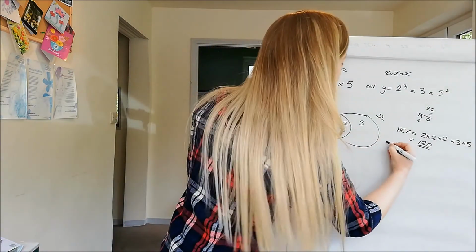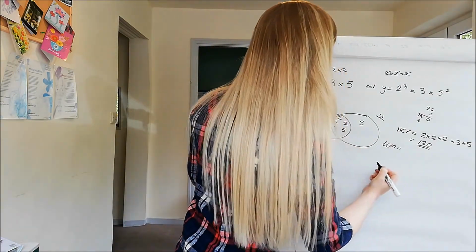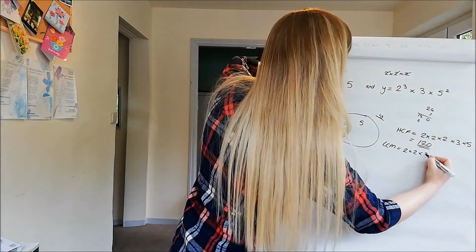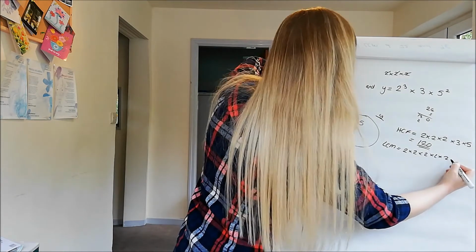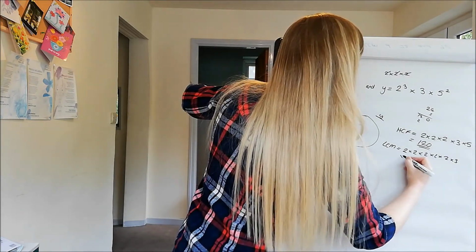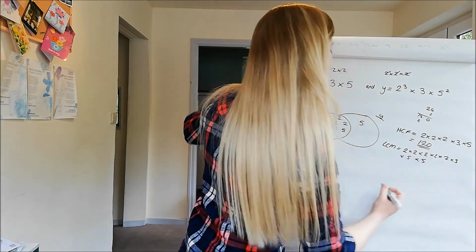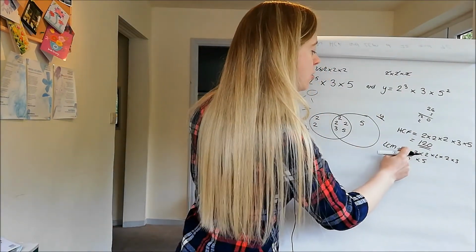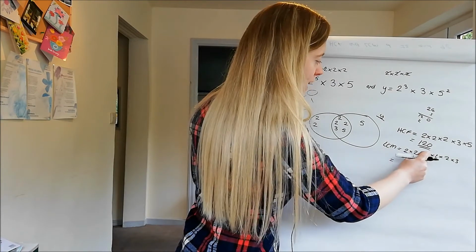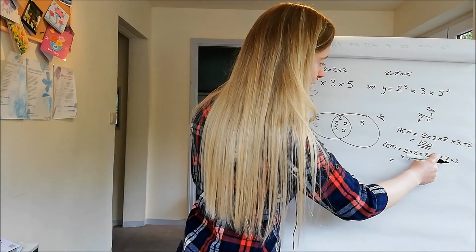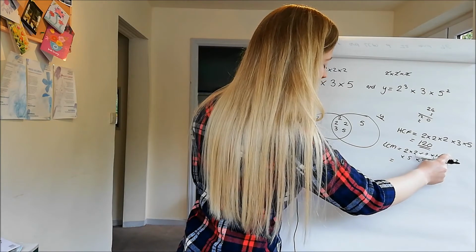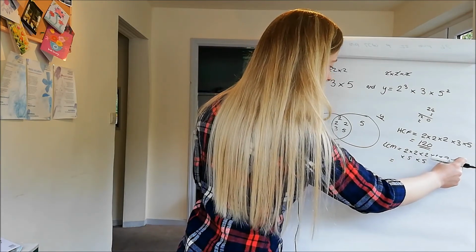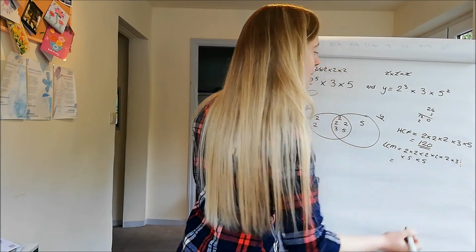Then the lowest common multiple is everything multiplied together. So that's going to be 2 times 2 times 2 times 2 times 2 times 3 times 5 times 5. So all the numbers in the Venn times together. 2 2s are 4, times 2 again is 8, times 2 again is 16, times 2 again is 32. 32 times by 3 is 96, and that's as far as I can get in my head.